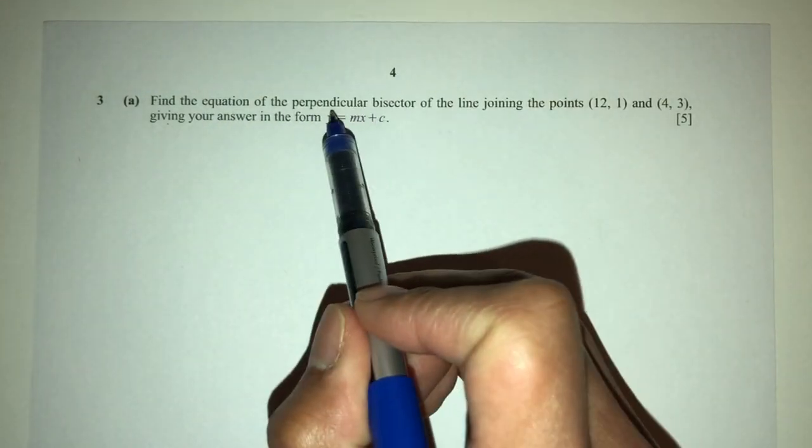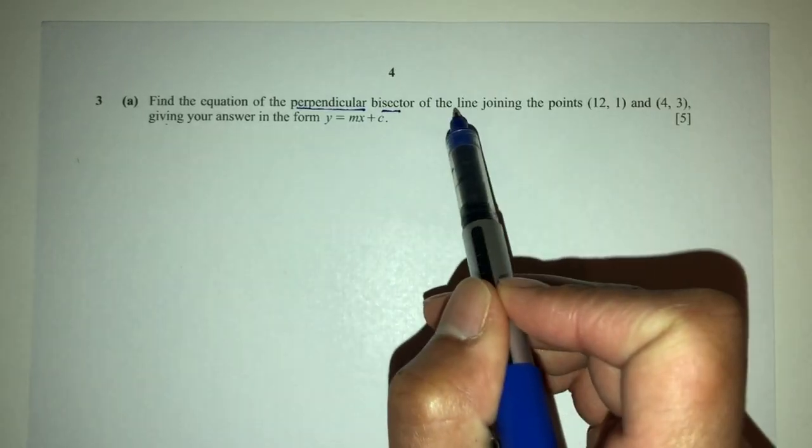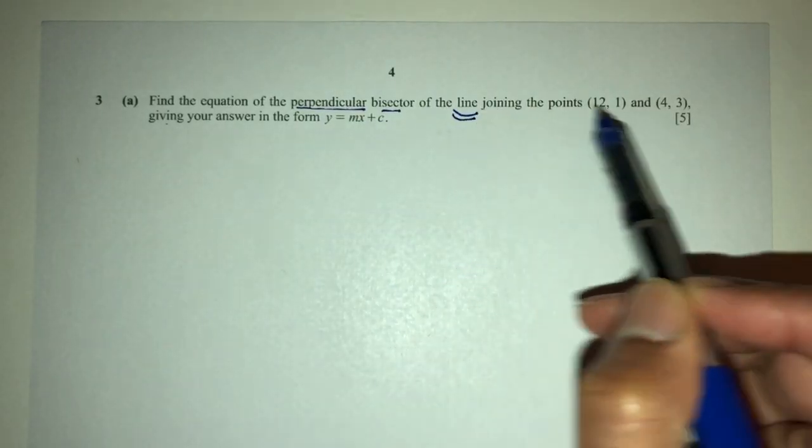Now let's move on to question number 3. Find the equation of the perpendicular bisector of the line joining the points (12, 1) and (4, 3). Okay, so first off, we have to know what we are trying to find. We have to find the equation of the perpendicular bisector of the line joining these 2 points.